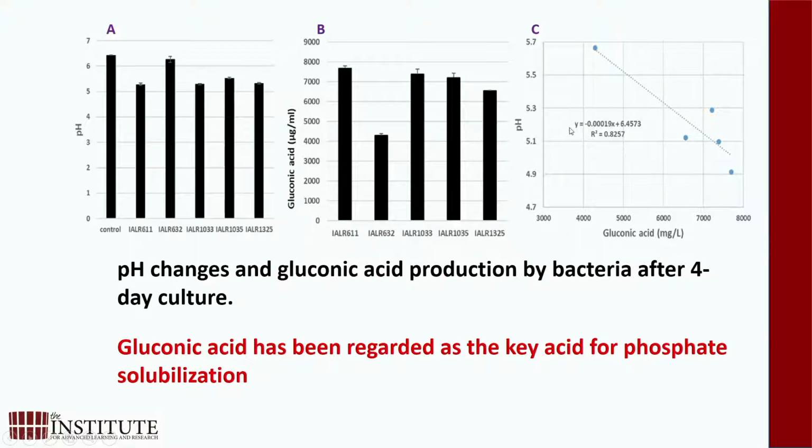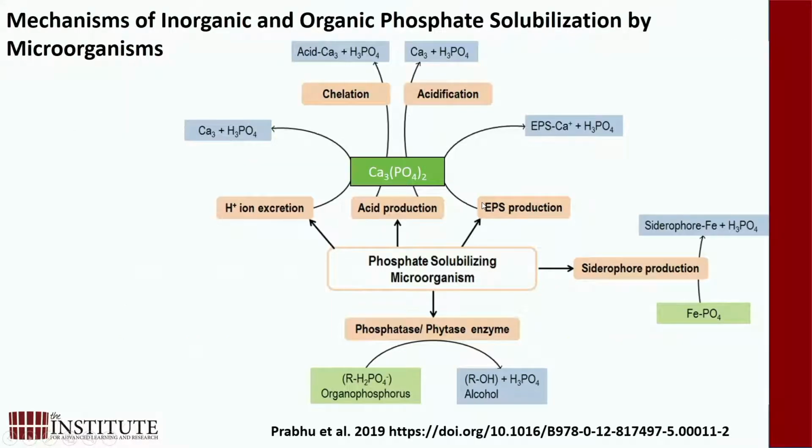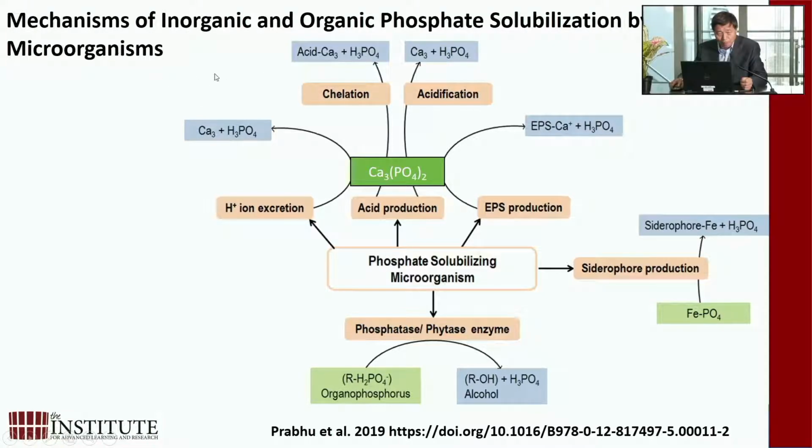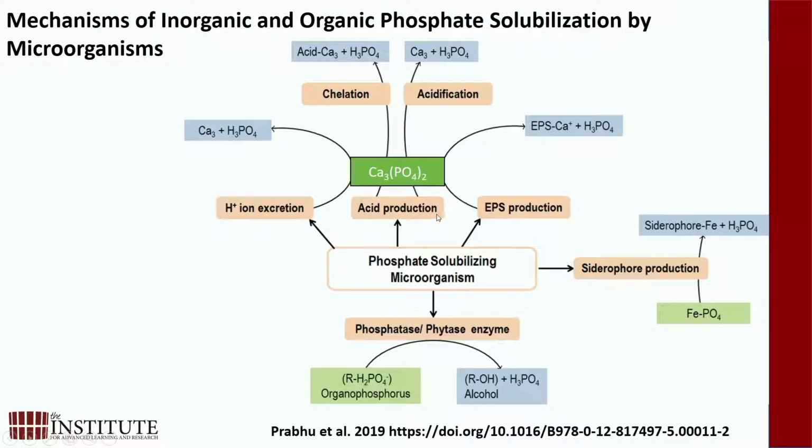Also, we find the pH and gluconic level have a negative relationship. This R squared is 0.82. So this shows you a mechanism of bacterial endophyte to solubilize inorganic or organic phosphate. So here's acid production, and here's calcium phosphate and acidification. So you release this phosphate, and chelating, you also release this phosphate.